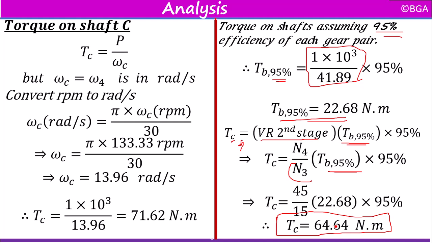assuming 95% efficiency. Don't forget, 100% power transmission in a gear drive system is ideal. In practice, there is always loss due to the friction that occurs between the gear teeth. That's why we have lower values here, with an assumption that there is 95% efficiency of the gear teeth.